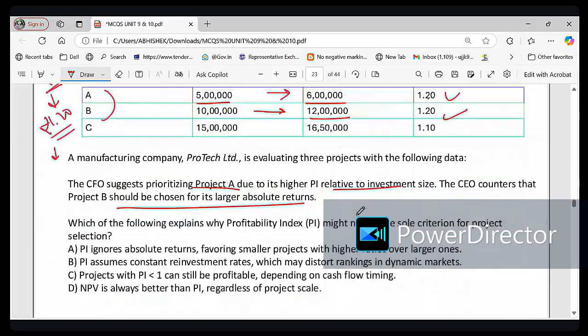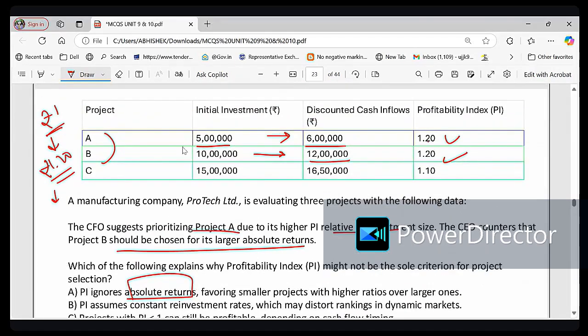So PI, the profitability index, is not always a standalone tool, because it ignores the absolute return and can favor a small project. As you can see here, in this case what is the profit we are getting? 2 lakh. In this case, what is the return? It's just 1 lakh, right? So PI ignores absolute return and can favor a small project. It tells us how profitable the project is per rupee invested, but not how much total profit we are making.